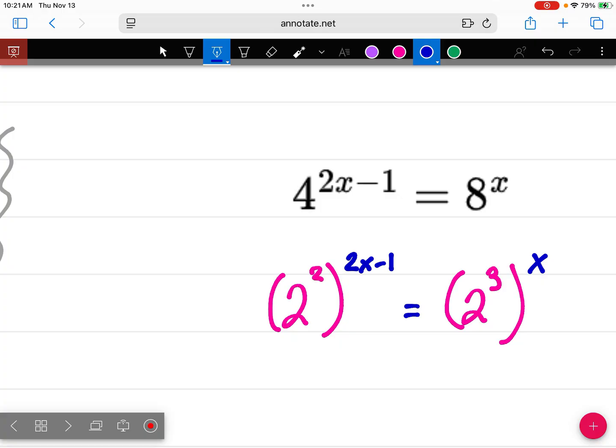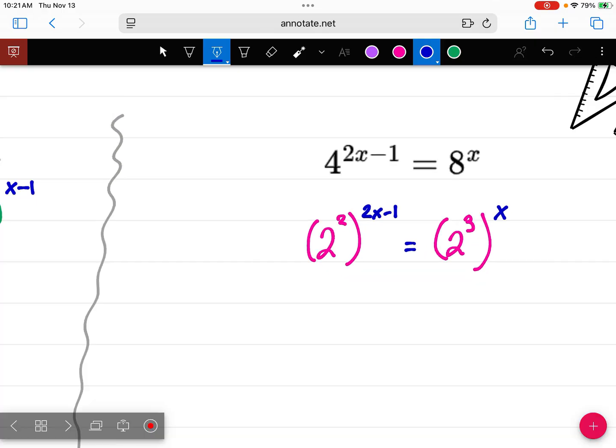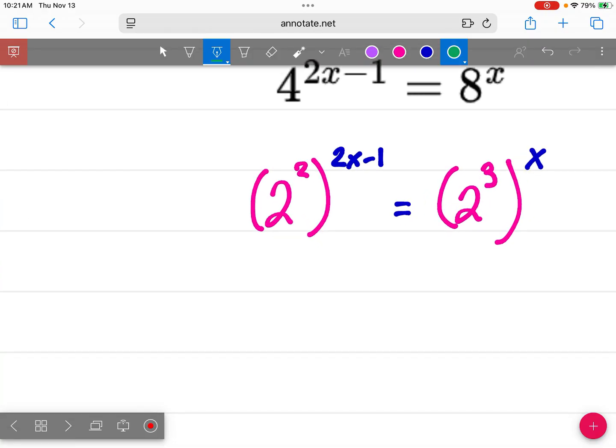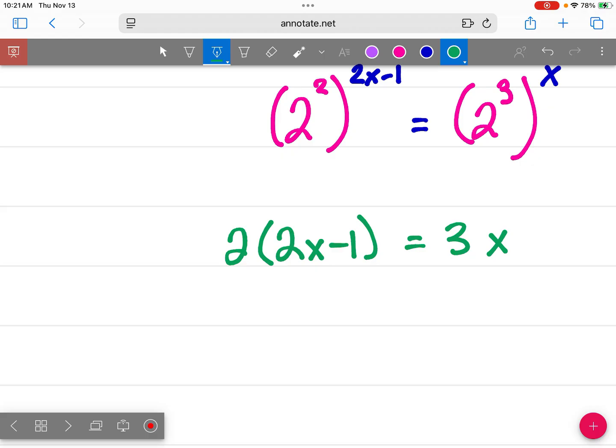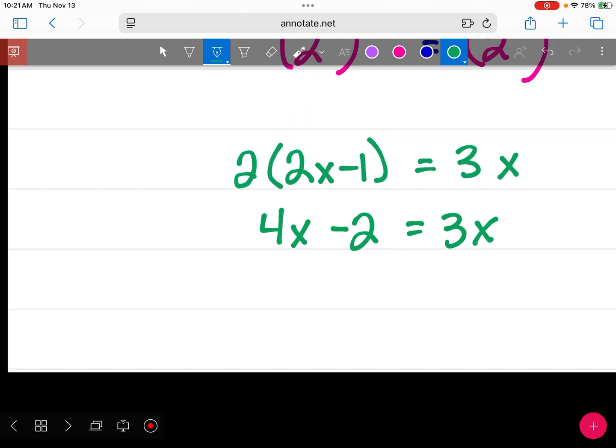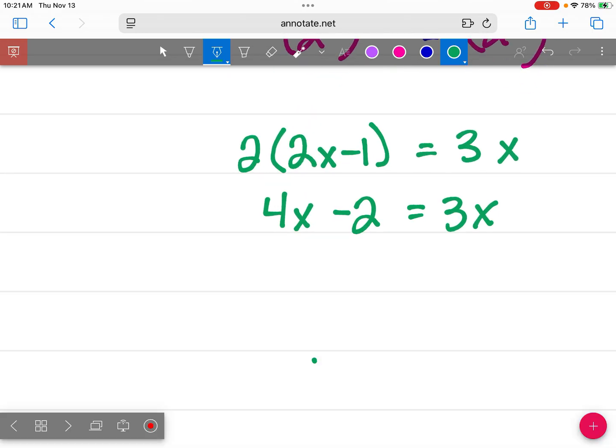Cool. Because now we can look at just our exponents and we can get our 2 times 2x minus 1 set equal to our 3 times x. So that's giving us a 4x minus 2 equals 3x. What are we going to get as our solution for our x?